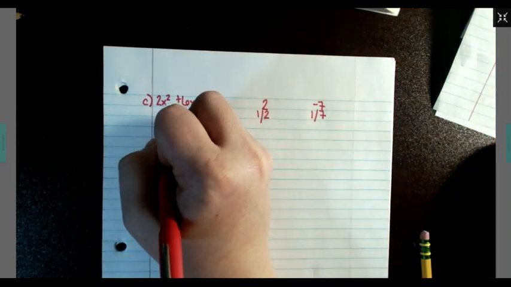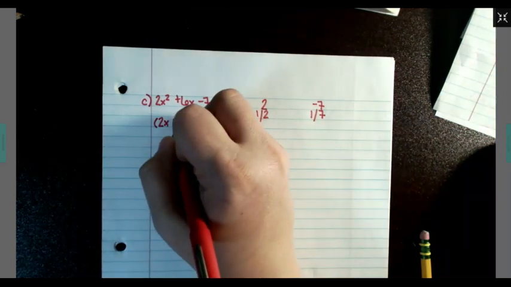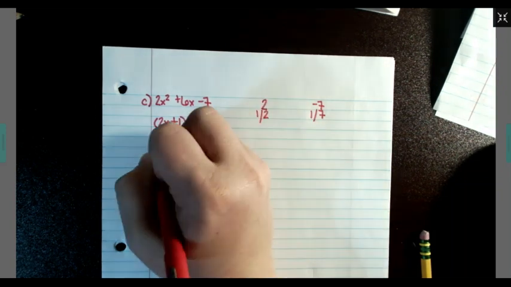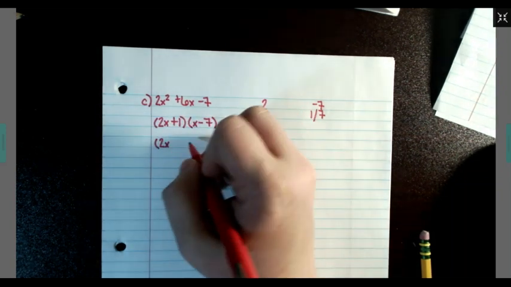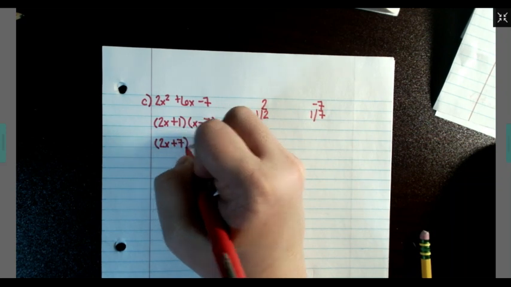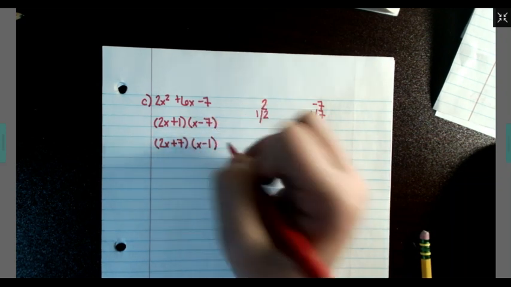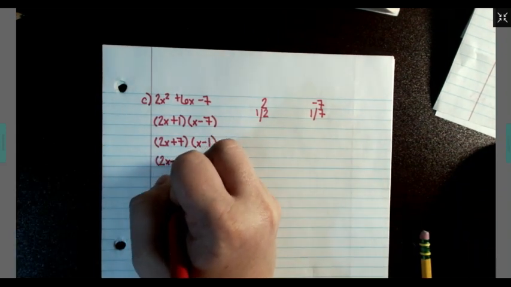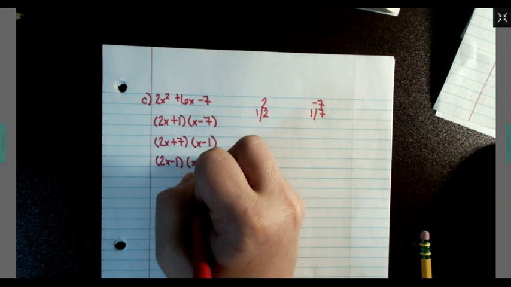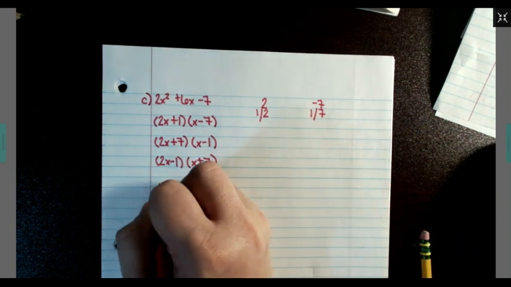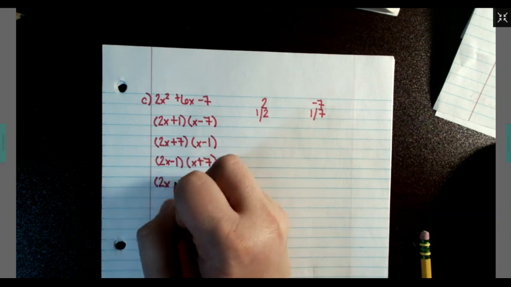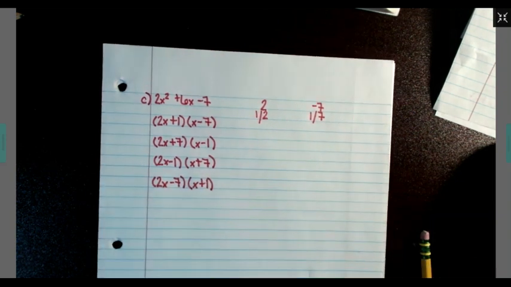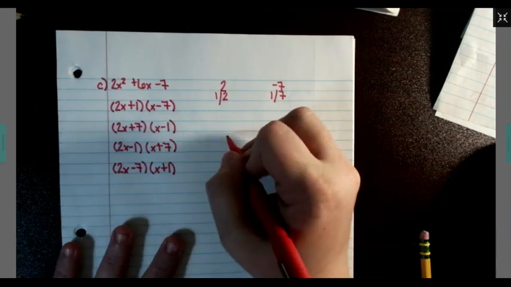So this is either going to be 2x plus 1, x minus 7. It could be 2x plus 7, x minus 1. Or it could be 2x minus 1, x plus 7, or 2x minus 7, x plus 1. So again, I'm going to go to my graphic organizer and see what works here.